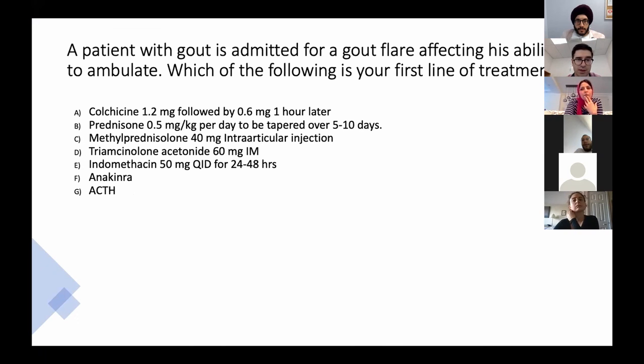And as far as treatment, what is the first line of treatment for gout flares? It can be anything. It can be colchicine, prednisone PO with a taper, an IM injection, triamcinolone acetonide, indomethacin, anakinra, as we mentioned earlier, ACTH, which I've never given before. So all of those are options to you. You have to decide yourself. If they have polysynovitis, I'll go with steroid. Usually an IM or IV steroid in that case. And think about, every time you see colchicine, think about interactions.